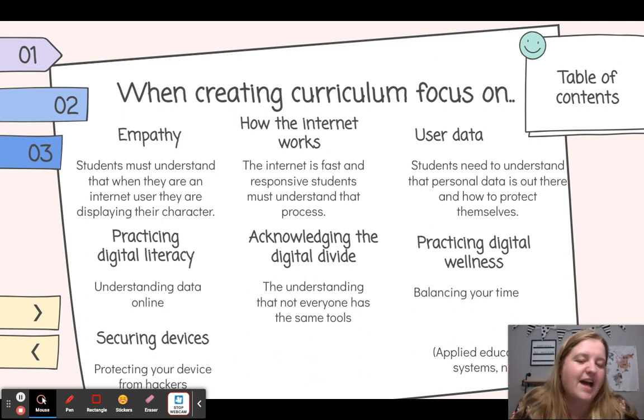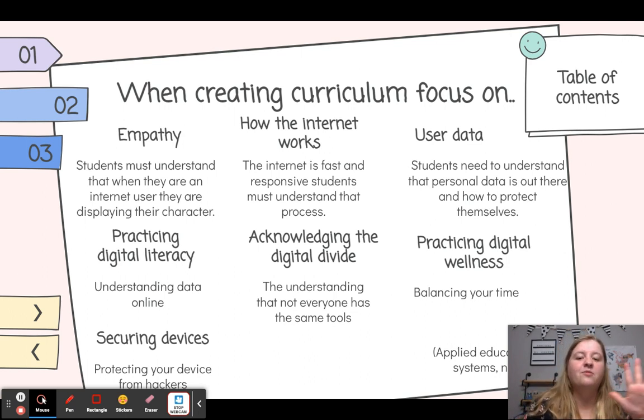The third one is the user data. Students need to understand that personal data is out there, and it's their job to figure out how to protect themselves. The fourth one is practicing digital literacy. Students need to understand data online. They need to understand that I'm reading a CNN news article. What is the CNN news article about? What is the basis behind it? Are there any prejudices when I'm reading the article? They need to understand everything that goes into the author writing it. And everything you read online is not true. And that's something that is really important in digital literacy.